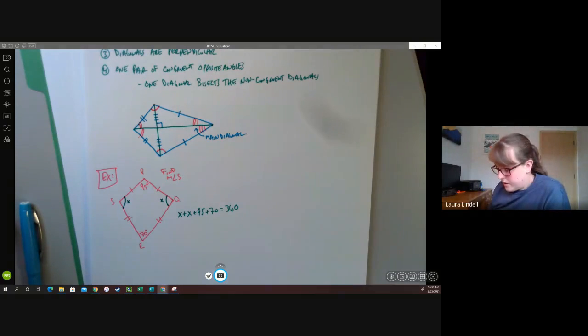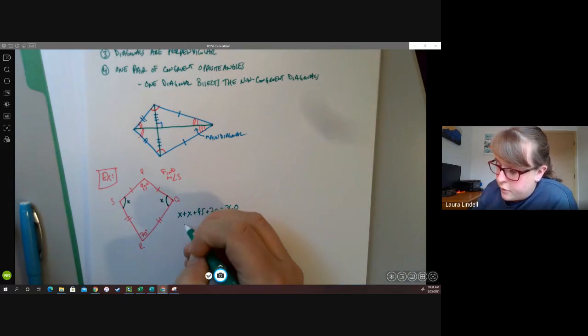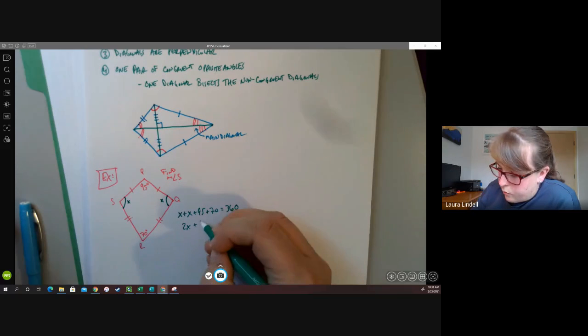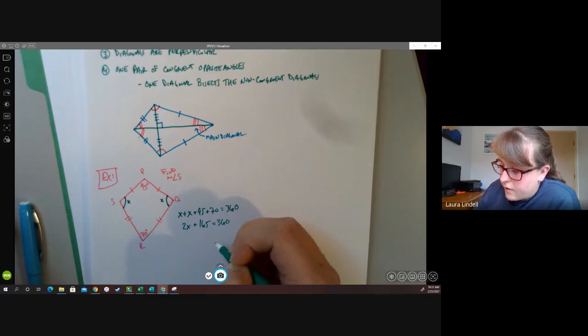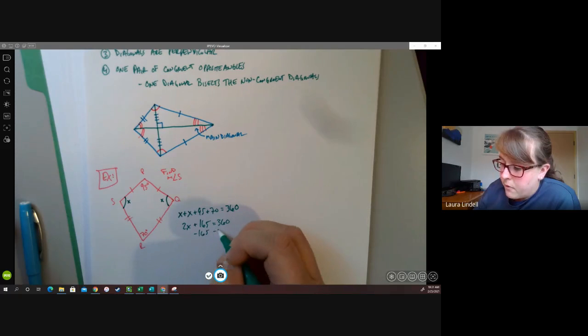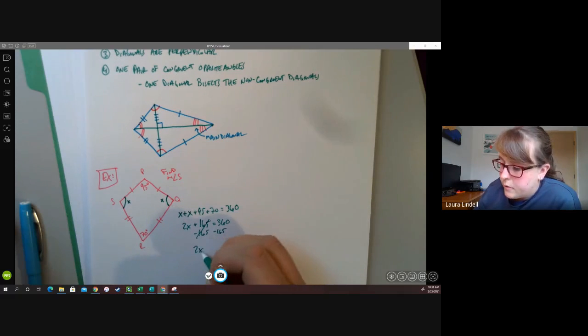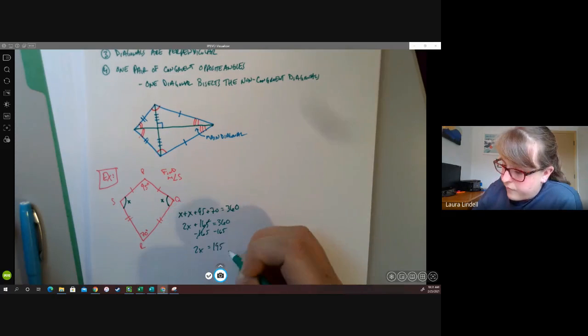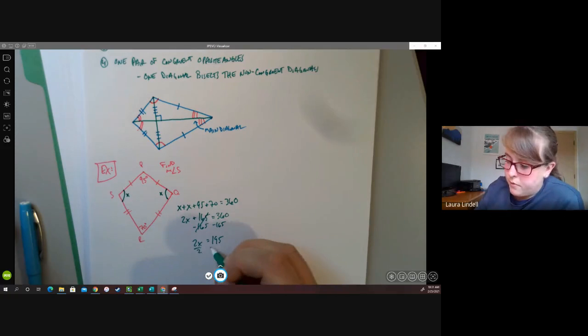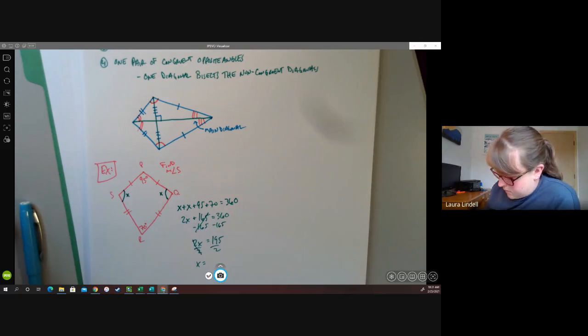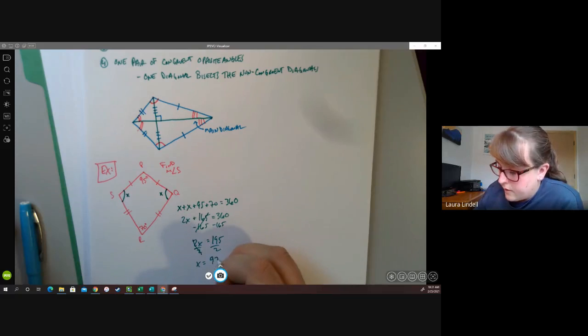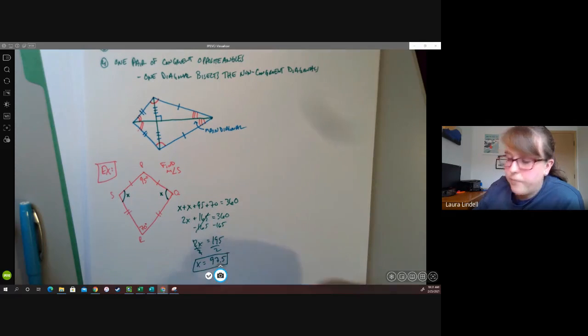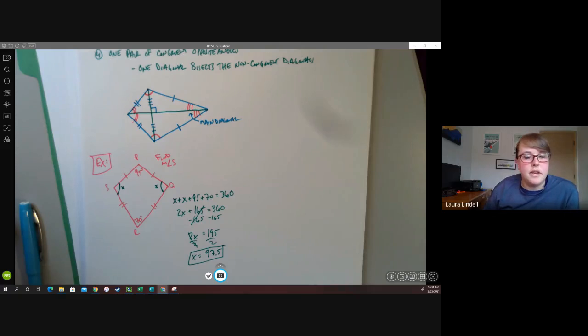Then, combining our like terms, we get 2x and then 165. Subtracting 165 from both sides, we get 2x equals 195. Dividing by 2, we get 97.5. That's going to be by far one of the most common problems that you'll see.